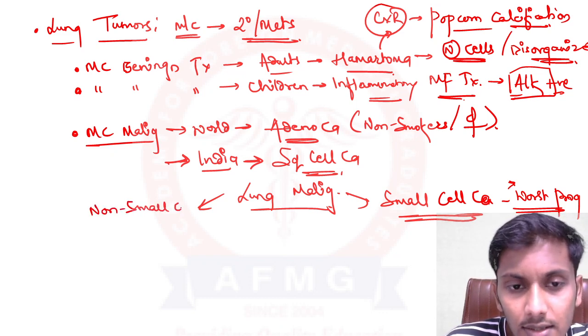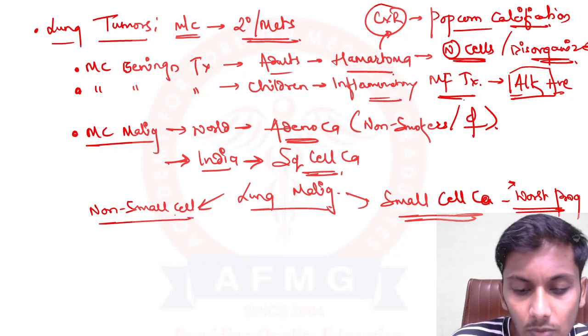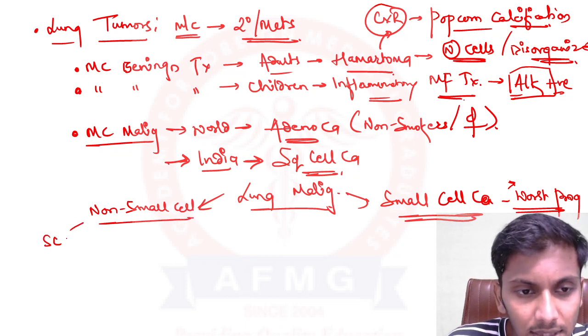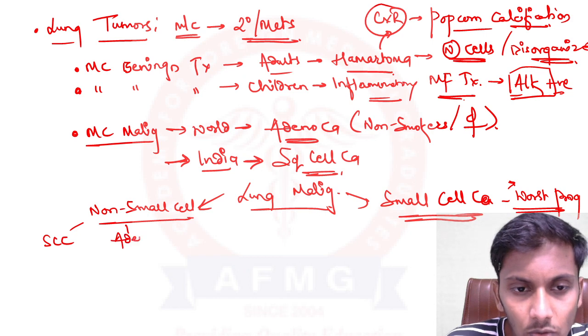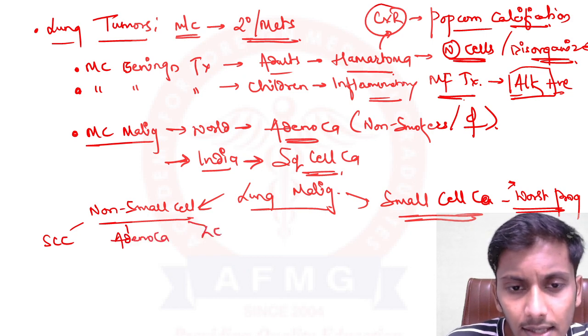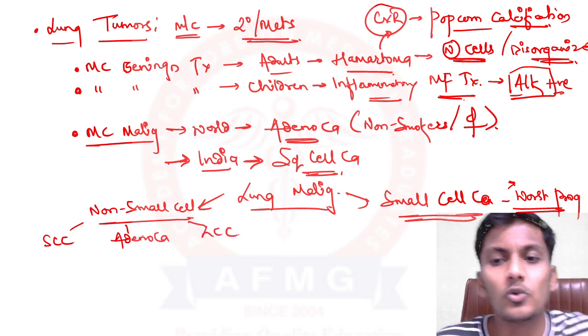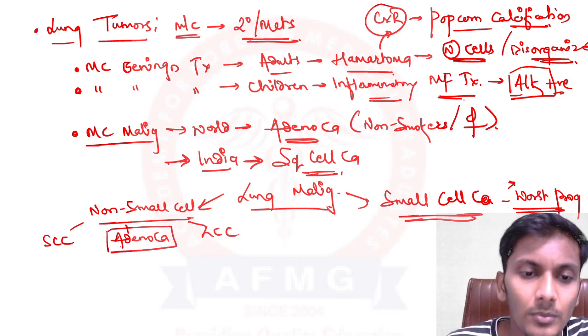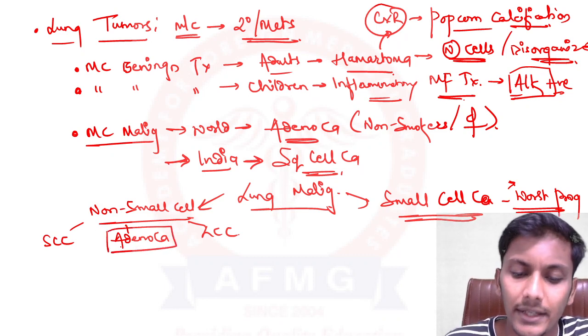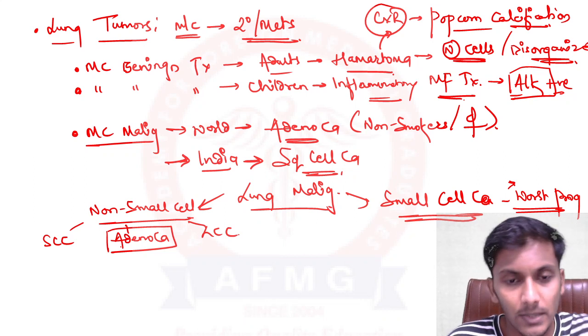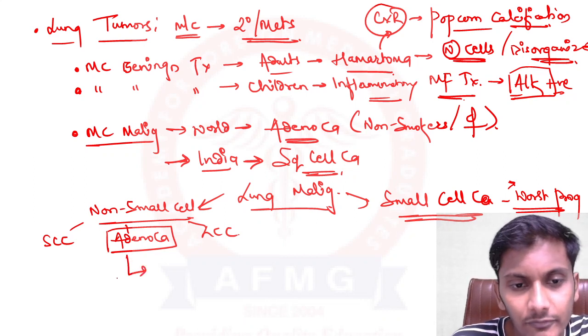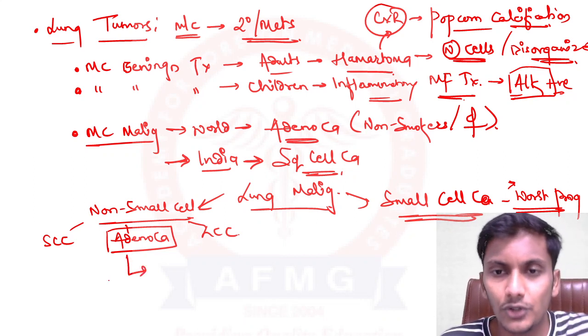The other ones are classified as non-small cell carcinoma, and these are squamous cell carcinoma, adenocarcinoma, and large cell carcinoma. Out of all, which is the most common? Yes, adenocarcinoma is the most common malignancy worldwide. In India, it is squamous cell carcinoma. Now let's discuss the important features of adenocarcinoma. Two we have already discussed.